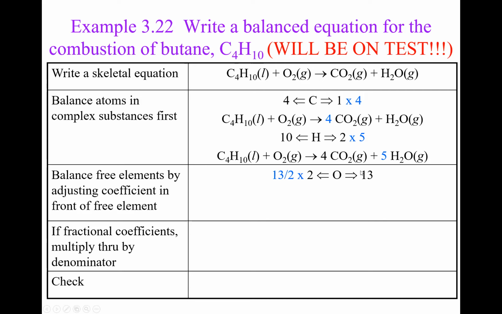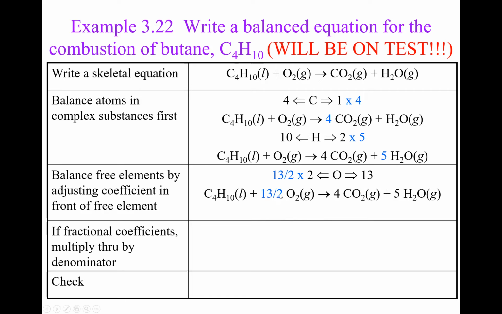5 plus 8 is 13. So that's where this 13 came from. Coefficient times subscript: 4 times 2 is 8, 5 times 1 is 5. That's 13. There's no way to get 13 over here because it's O2. So the only way to do that is to multiply everything by 2. You can't have 13 halves, it doesn't exist. So we keep the 4 and the 5, and this would be 6.5.